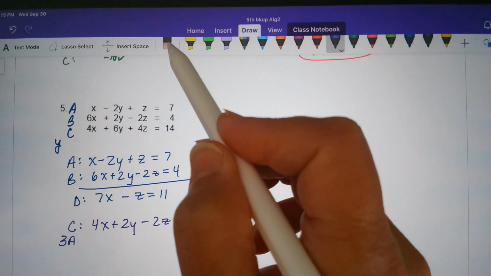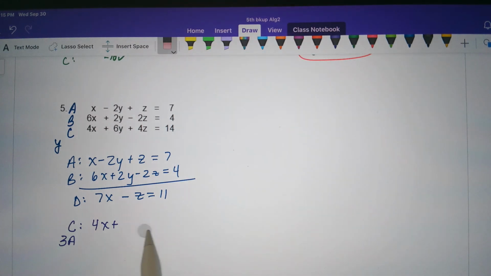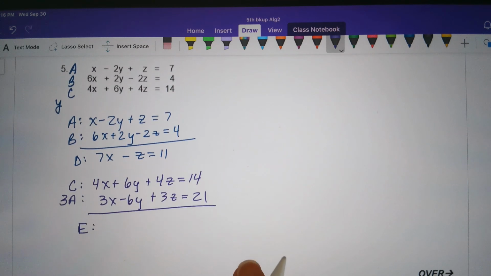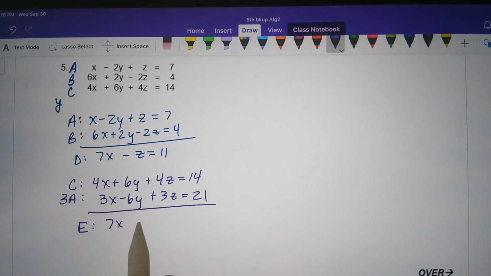I looked at B. My eyes wandered. Let's try this again. And now 3 times A. Adding these, we get E, 7x plus 7z equals 35. Well, this is nice.